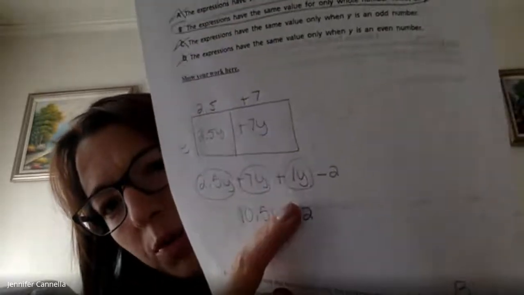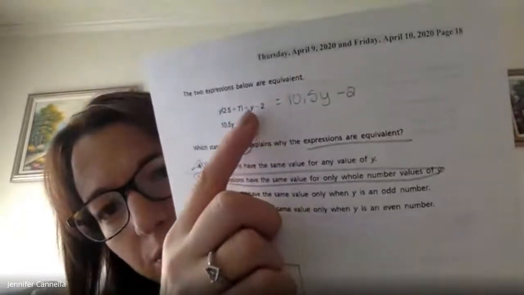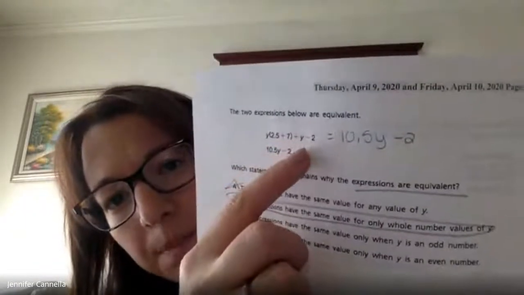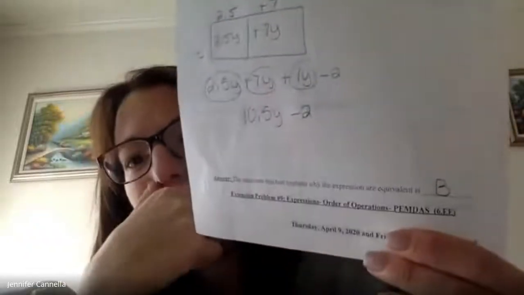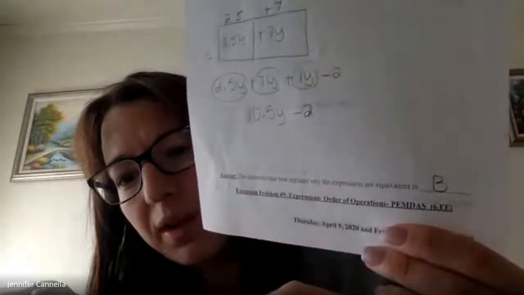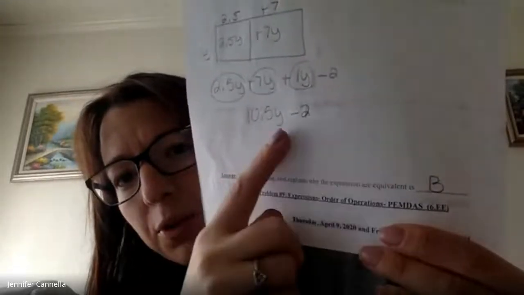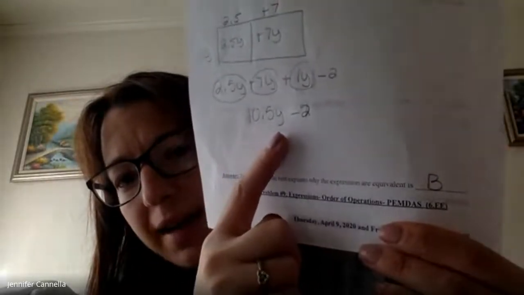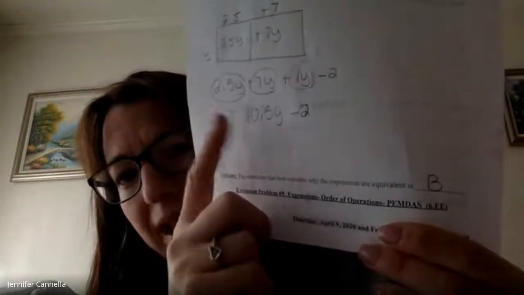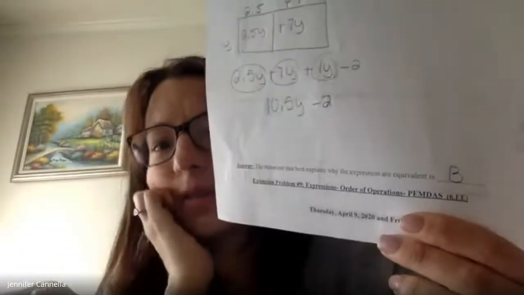So 2.5y plus 7y plus 1y, because that's what's over here. When there's no coefficient, there's a 1 in front. 1y minus 2. I got to put all the like terms together, Zach. So 2.5 plus 7 is 9.5. 9.5 plus 1 is 10.5y minus 2. So the top expression matches the bottom. The answer is B. Why is it B, Zach?